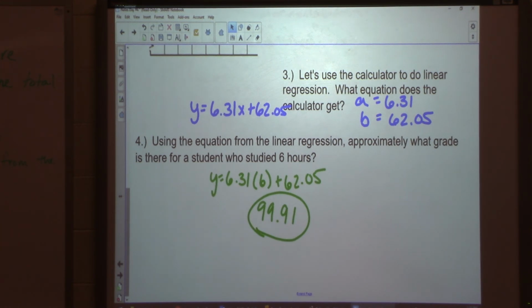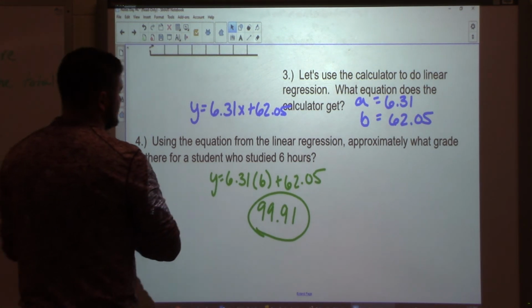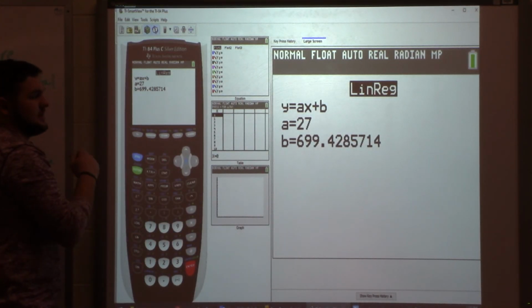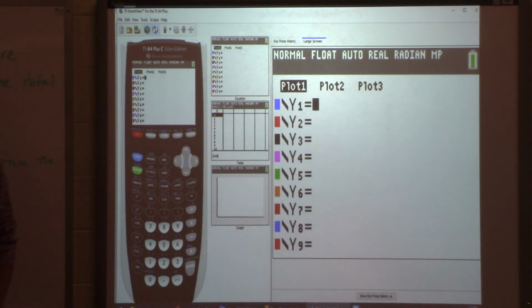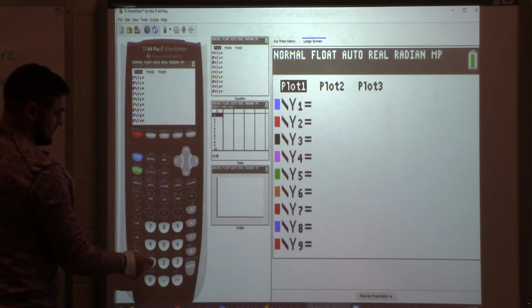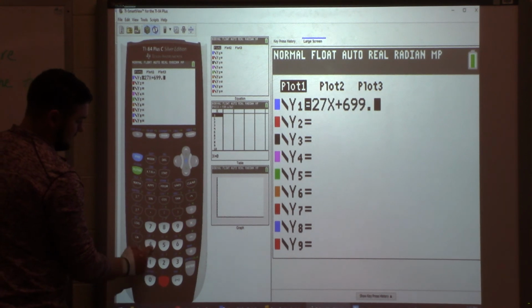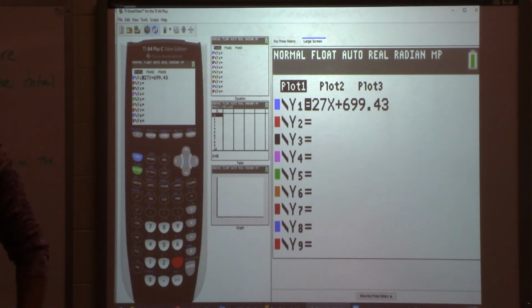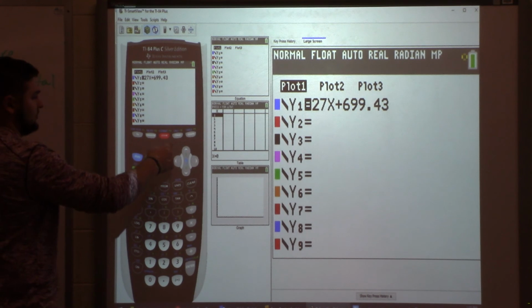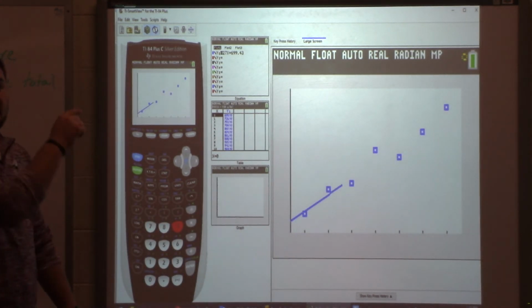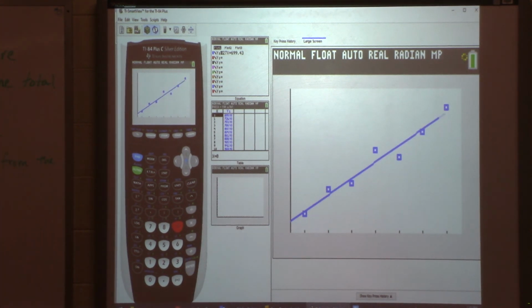Now, something really cool on your calculator. I don't think we'll ever ask you to actually use it, but I'm going to use the first problem as my example. If you go into your y equals and you put in that linear regression that we found, 27x plus 699.43, and you plug that into your first y equals and you hit zoom, the ninth one down is zoom stat. It'll plot all the points and put that linear regression line on there for you. So you can kind of see the calculator's line of best fit.